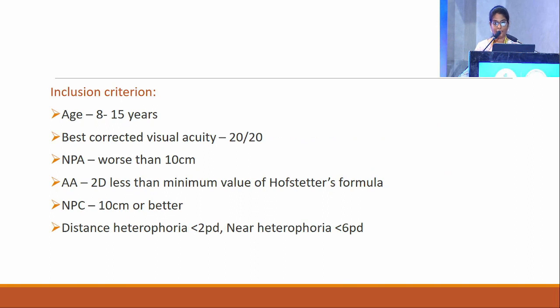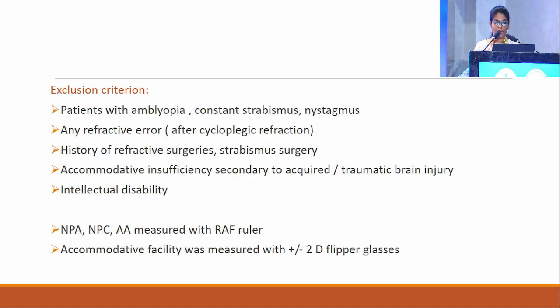Now, all the children of the age group 8 to 15 years with the best corrected visual acuity 20/20 and the NPA which is worse than 10 centimeters and accommodative amplitude 2 diopters less than the normal Hofstadter's formula were considered in the study. All the patients who had amblyopia, strabismus, nystagmus, prior refractive surgeries, or accommodative insufficiency secondary to traumatic brain injuries were excluded from the study.